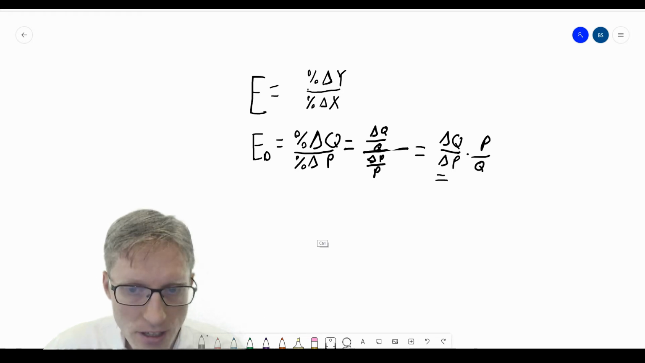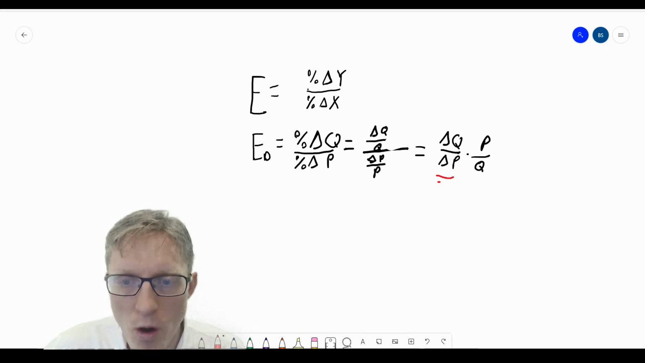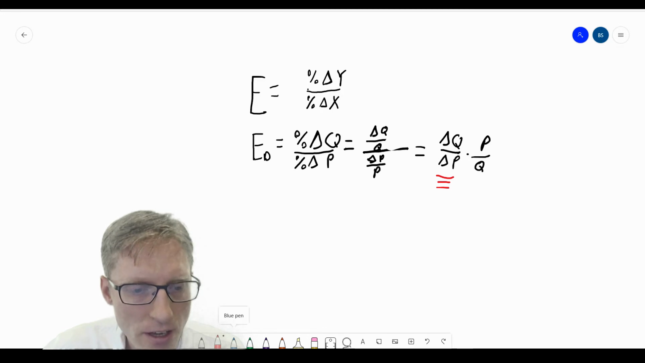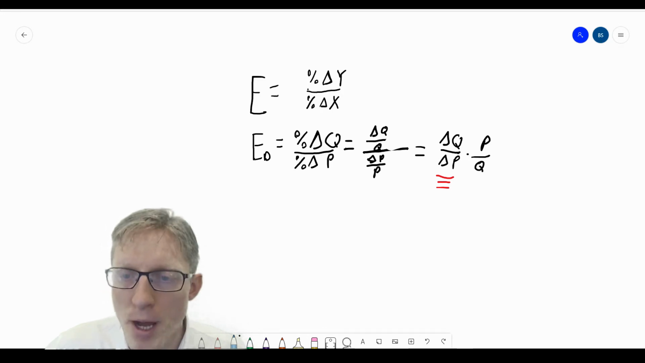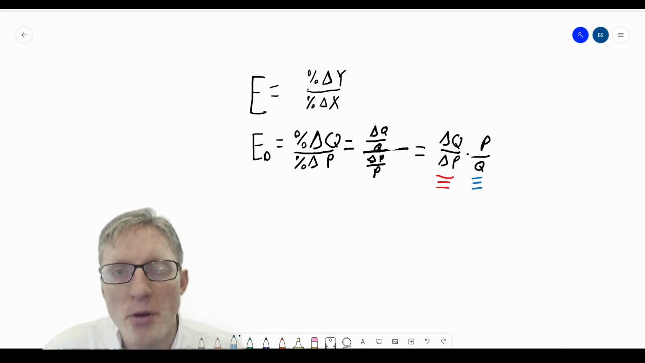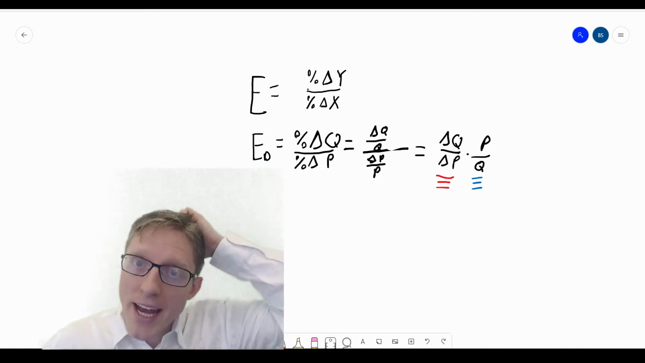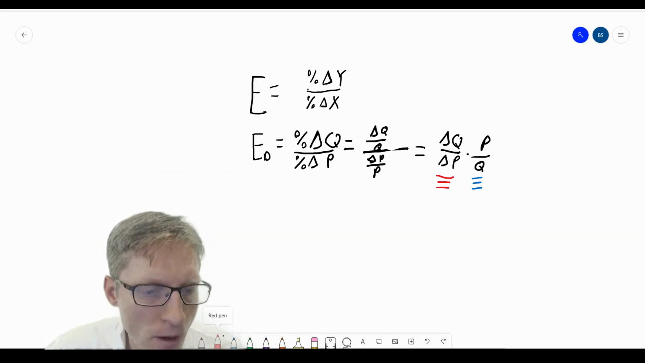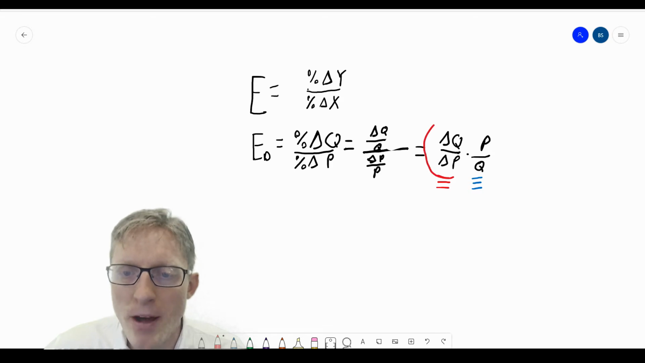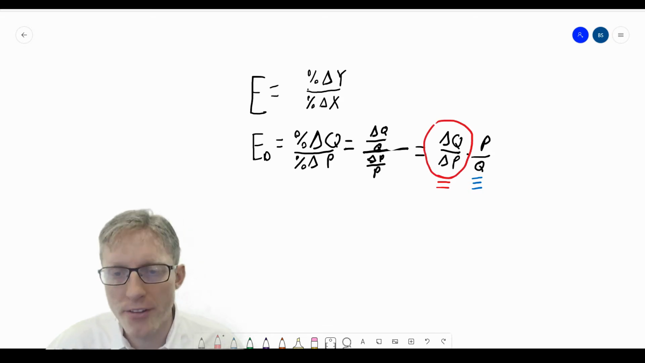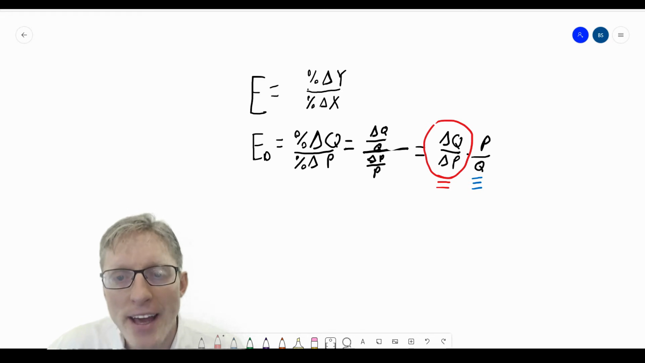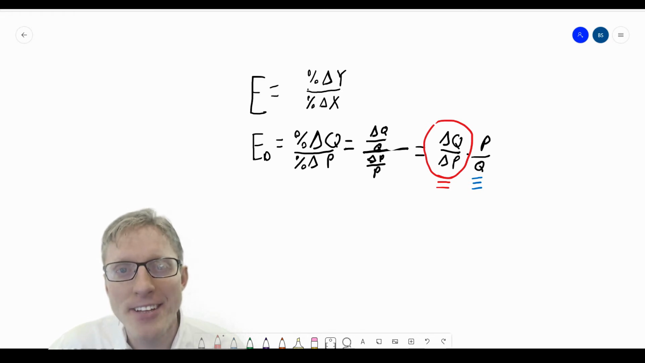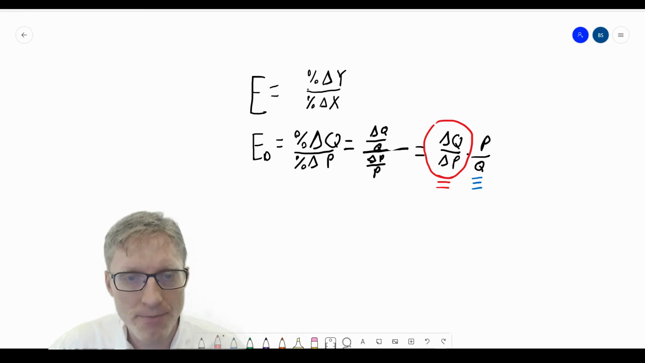Actually, I could do that in another color. Okay, so change in quantity over change in price. And then it's multiplied by price over quantity. And this is what makes it percent changes rather than just changes. So you might ask, why do we look at percent changes? We could just take this first part, and that would tell us something about the sensitivity of one variable to another. Now the issue with that is that this first part is sensitive to what units you are using.